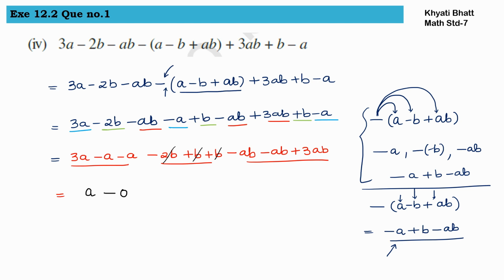Then comes minus ab plus 3ab. I can also write here like minus 2ab plus 3ab. So the answer I will get is plus ab. So plus ab I am directly mentioning here. Our answer is a plus ab. This is our final answer.